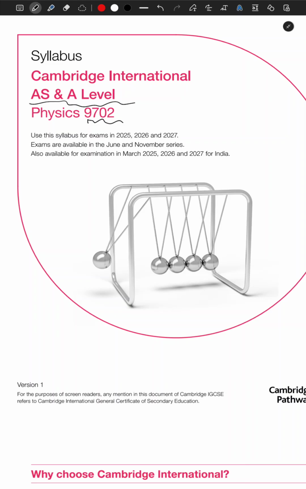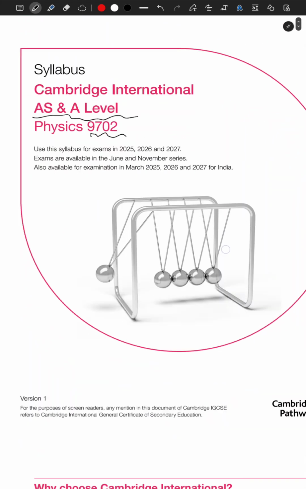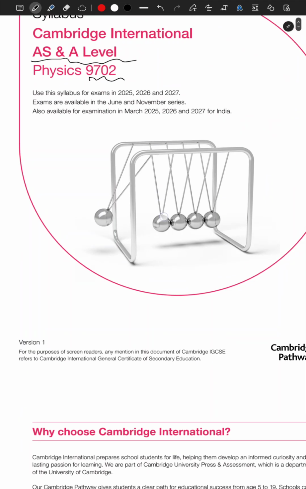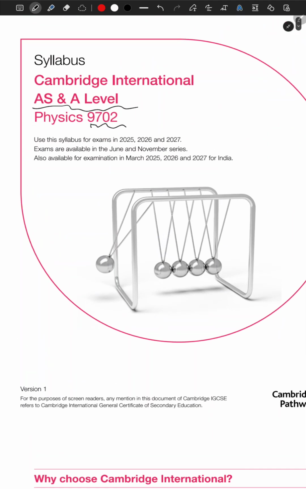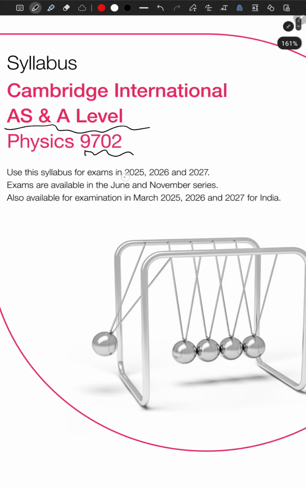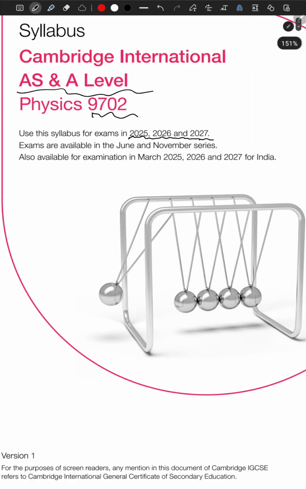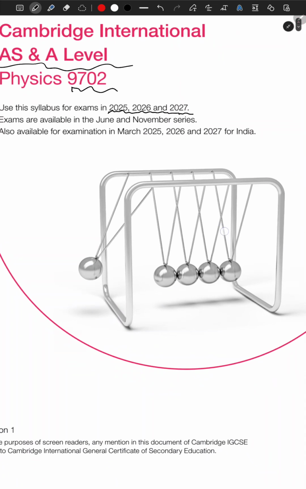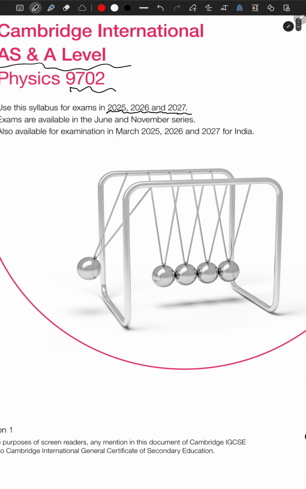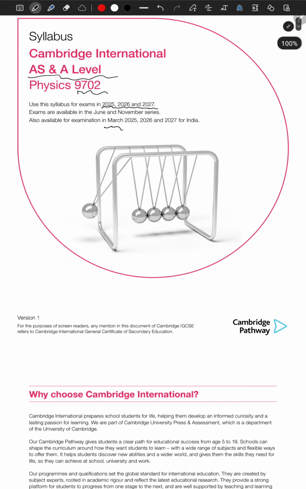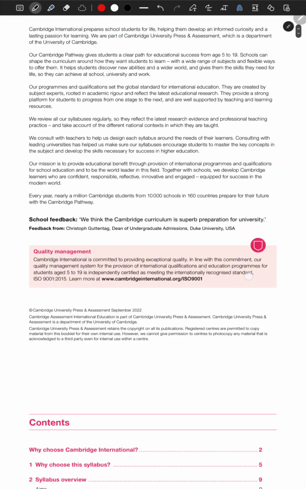I recommend you download this and go through a few important points that you must know in the physics syllabus. This syllabus is for exams in 2025, 2026 and 2027, and these exams are available in the June and November series, and for India it is also available in March. So let's go over a few points in this syllabus.